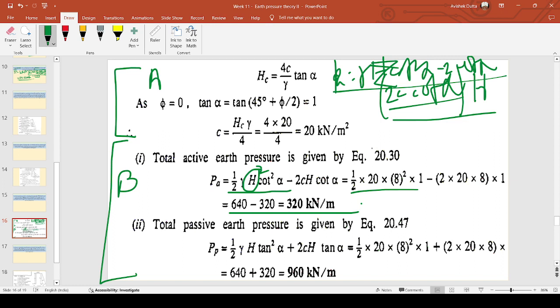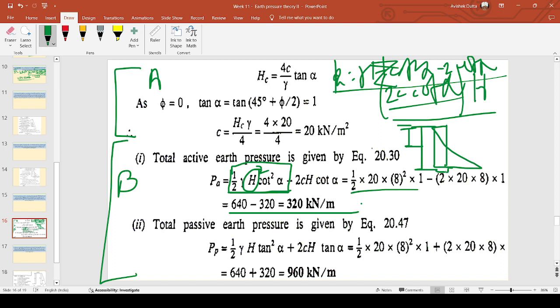Sir, can you draw the pressure distribution diagram for the B case, sir? This is the generalized distribution diagram. If this is the height h, we don't know what is happening in the tension crack depth. We are neglecting that. Over here, whatever the value was supposed to be, it was this value, the generalized form. That is being reduced by an amount called 2c cot alpha.